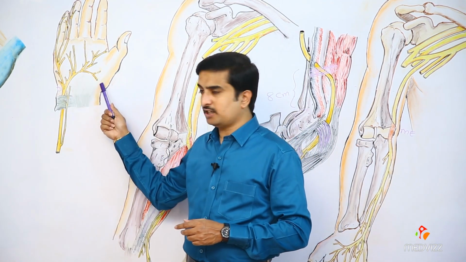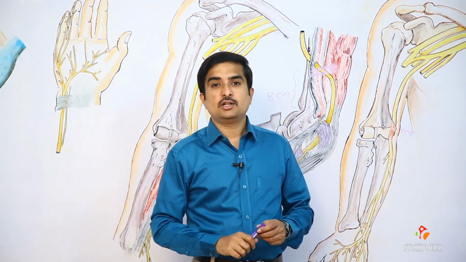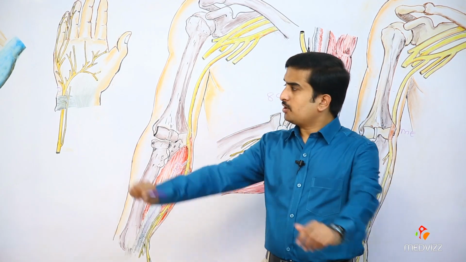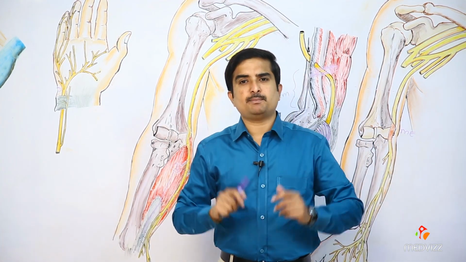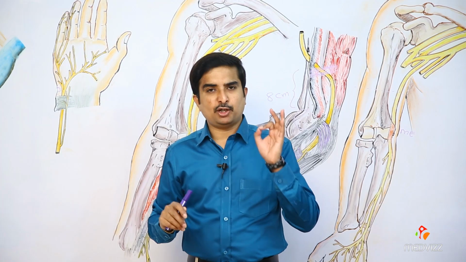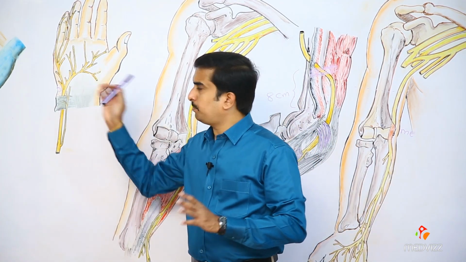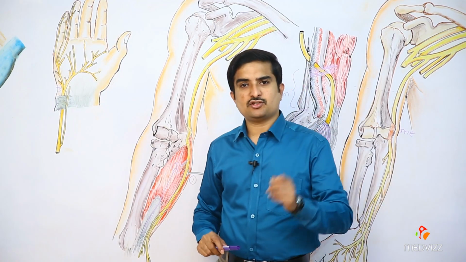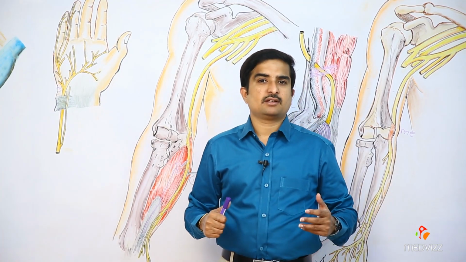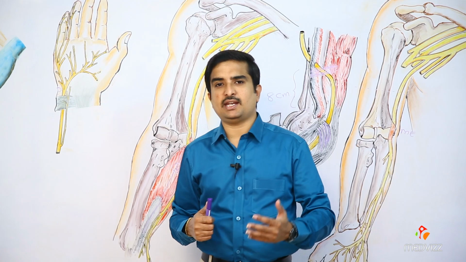So we discussed the deep branch. Now let us concentrate on the superficial branch. Here the superficial branch of the ulnar nerve is predominantly sensory. The deep branch is motor and the superficial branch is sensory in nature. So it gives muscular as well as cutaneous branches.